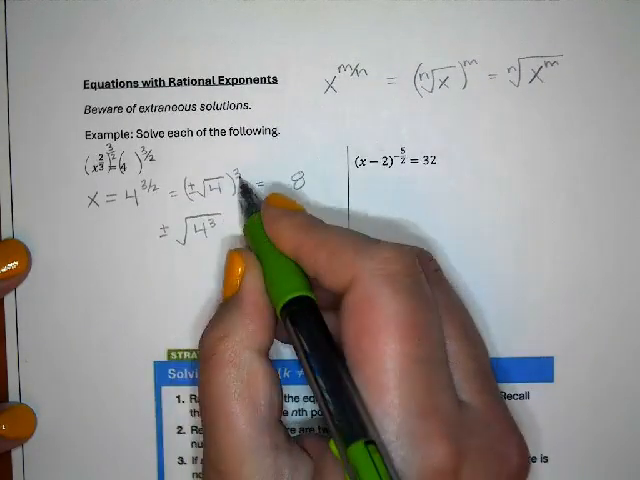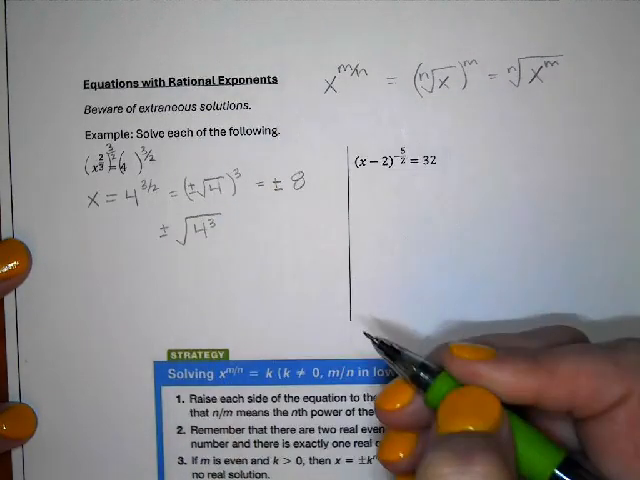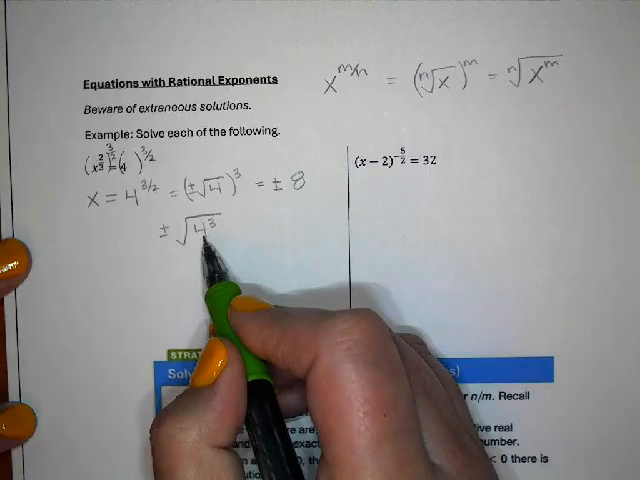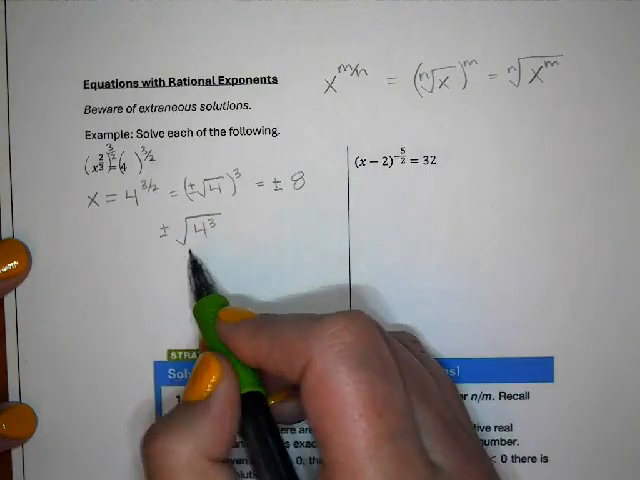4 to the 3rd is 64. And then the square root of 64 is plus or minus 8. So you're going to get the same answer either way. It just kind of depends on how your brain likes to think about the problem.